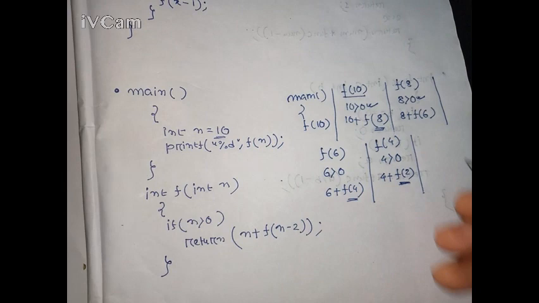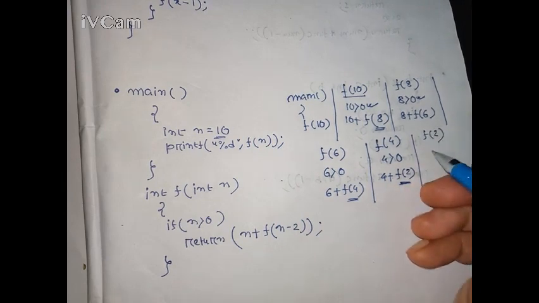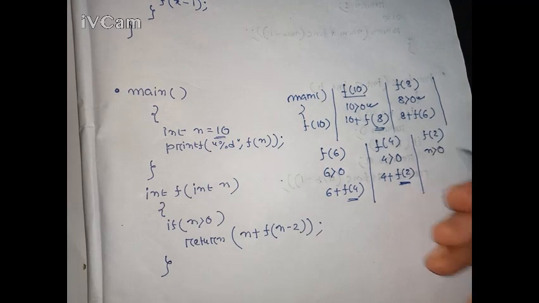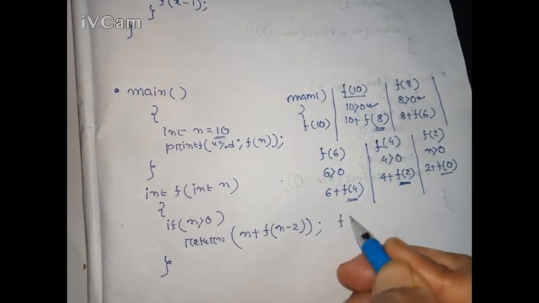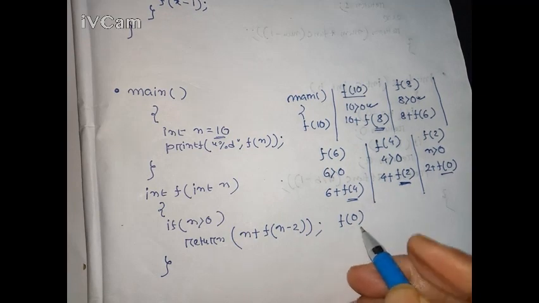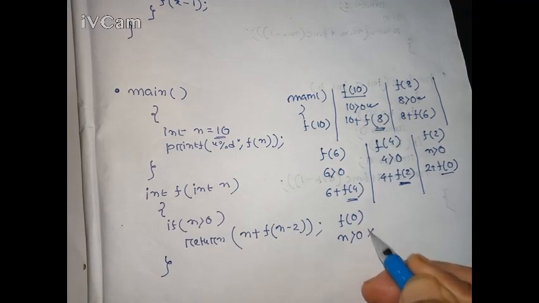Okay, we don't know again the value of f2, so it comes where, that is in f2, and finally it checks n is greater than 0. The answer is yes, n is greater than 0. So 2 plus f0. Now look at this part, whenever it calls this f0 again, now the value of n is what? That is n is 0. That means n greater than 0, the condition is false here.